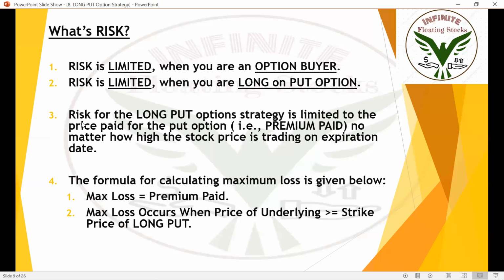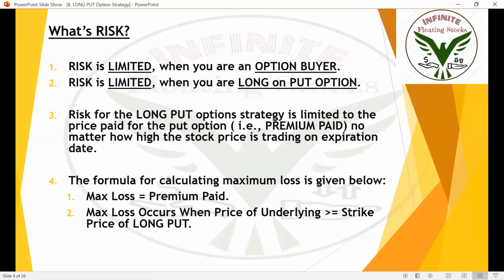So I repeat, the risk for the long put option strategy is limited to the price paid for the put option. Nothing but the premium: you pay a premium and enter the put option, right? So what happens if the market goes against you? Imagine that you are bearish, expecting the market to fall, so you bought a put by paying some premium. Imagine the market didn't fall, it went up instead. That means your view went wrong. In that scenario, how much are you going to lose? You'll be losing only the premium you paid for buying the put option.